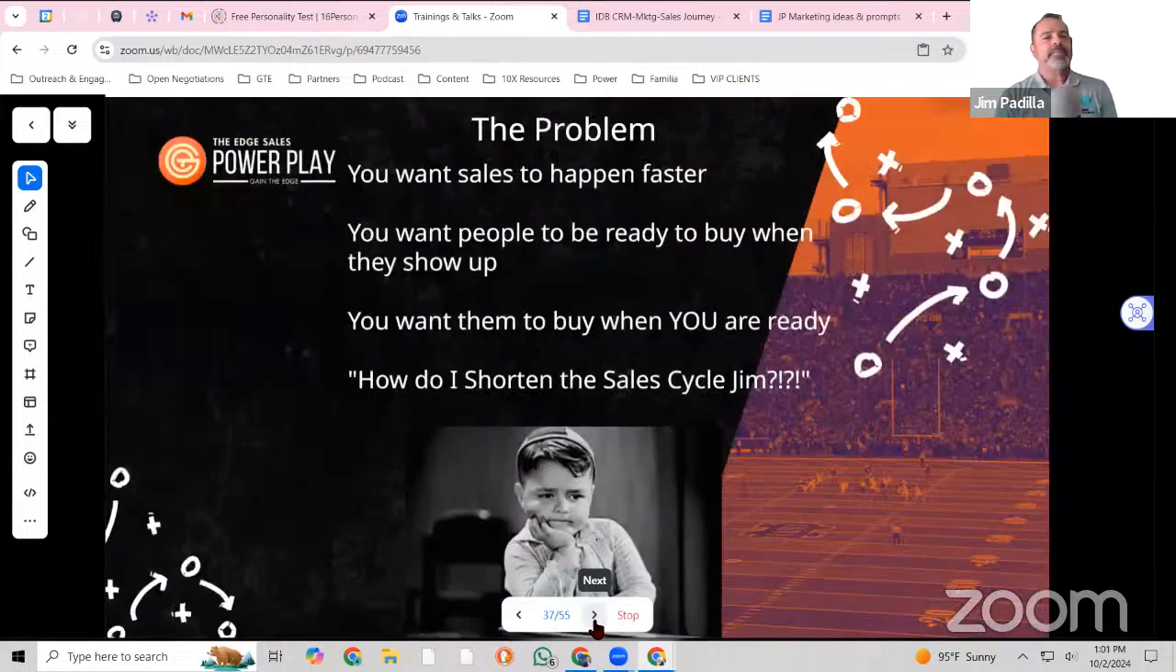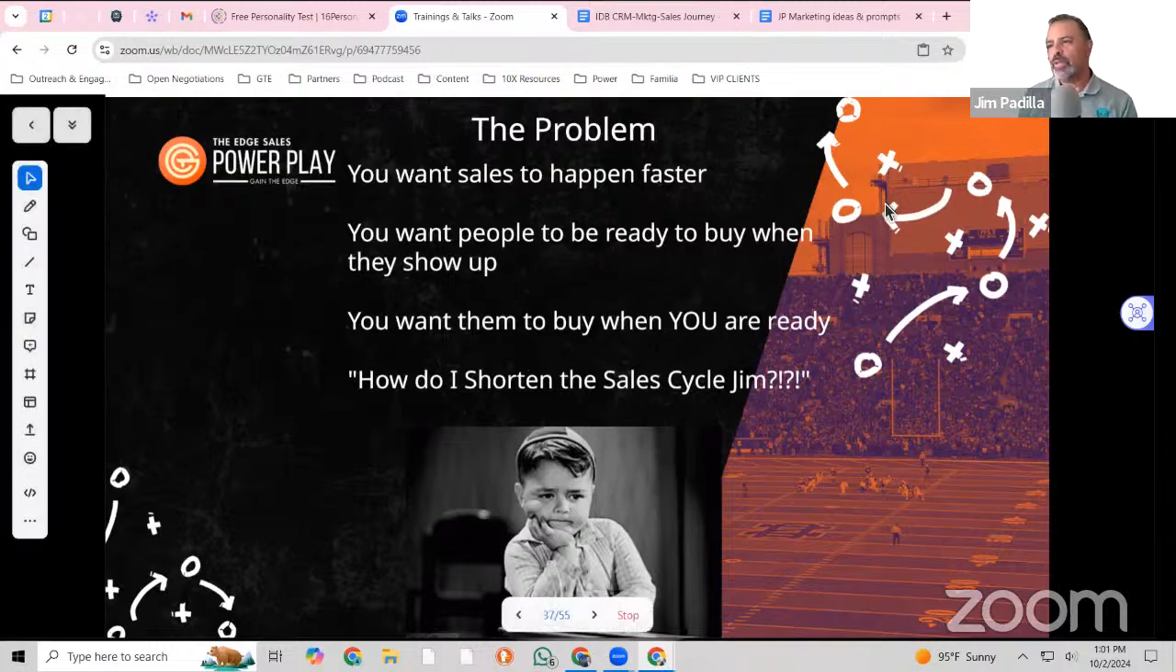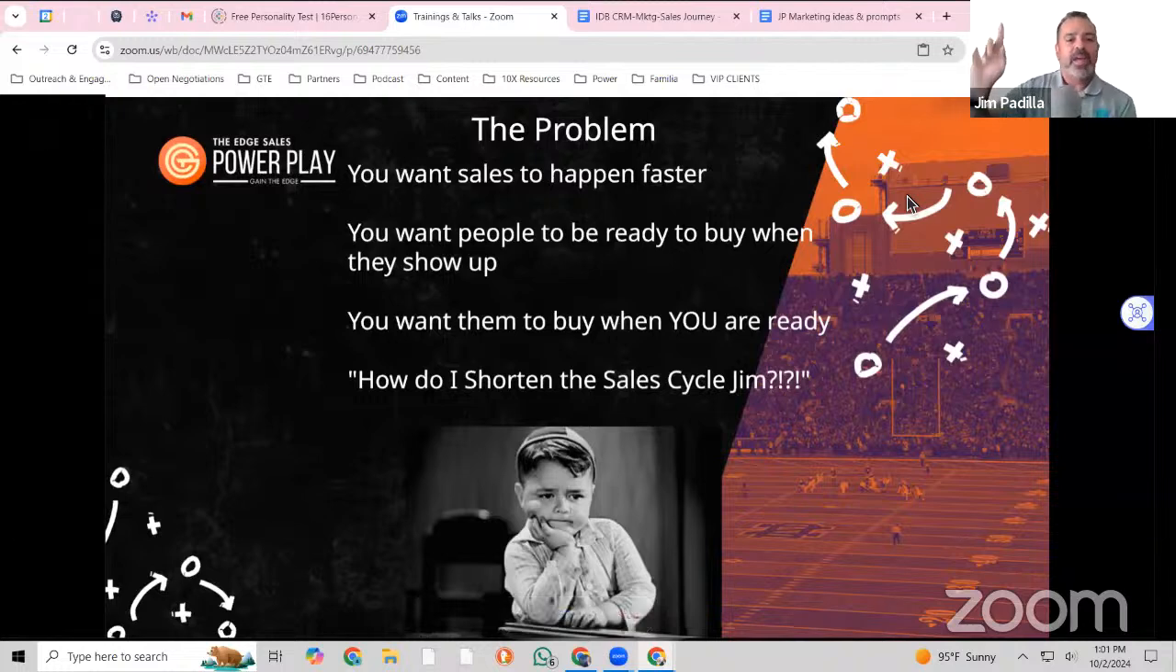Here's the problem. You want sales to happen faster, right? You want people to be ready to buy when they show up. Give me a thumbs up. Type in the chat wherever you're dialing in from. Is this you? You want them to buy when you're ready for them to buy. Is that not true? Don't lie to me. We know that's what's going on.